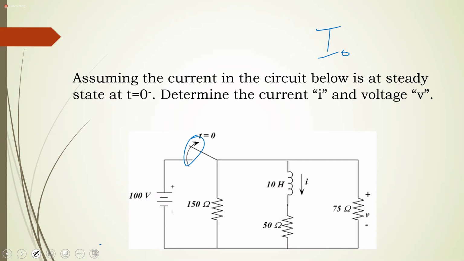All right. So let's go through this. As he correctly said, at steady state, this would act like a short circuit. So we'd need to find the current through the 50 ohm branch. And what would that current be equal to?